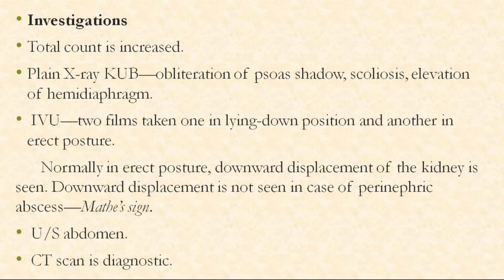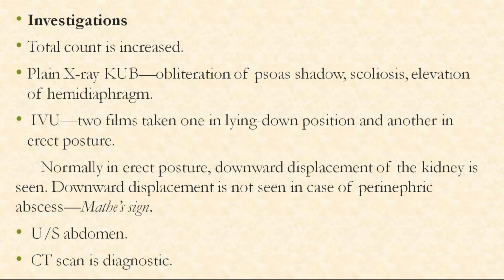So how do you investigate this perinephric abscess? You should do the total count. If you do the total count, the white cells are increased. The total count may be raised in case of perinephric abscess. If you take a plain X-ray of the KUB, kidney, ureter, bladder, there is an obliteration of the psoas shadow. Sometimes you can see scoliosis in the X-ray, and on the affected side the diaphragm is elevated. That is the elevation of the hemidiaphragm. So these are the X-ray findings.